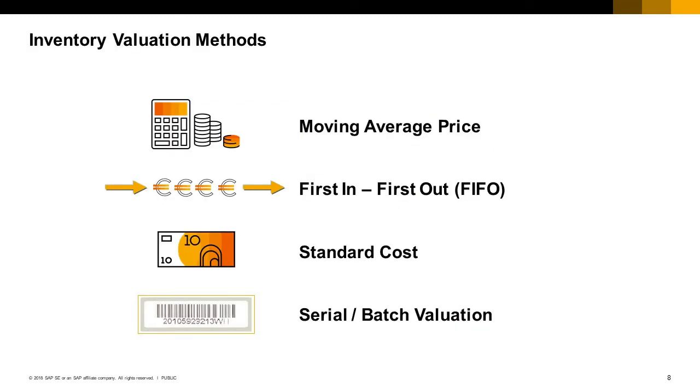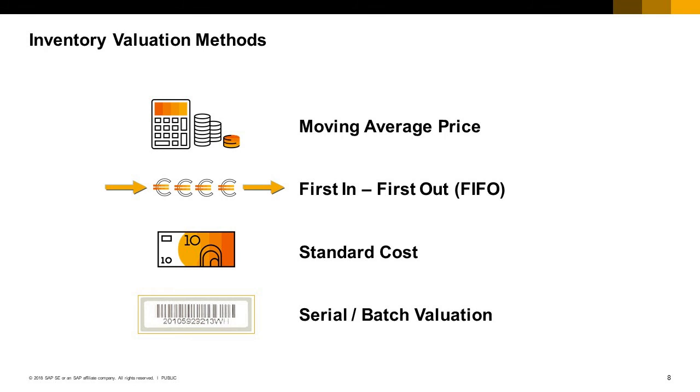Valuation methods are basically formulas for how you determine the cost of the units that you sell. These formulas control the inventory cost of an item if you are using perpetual inventory. If you are using perpetual inventory, you choose one of three methods for any given item. Moving average. First in first out, generally known as FIFO.